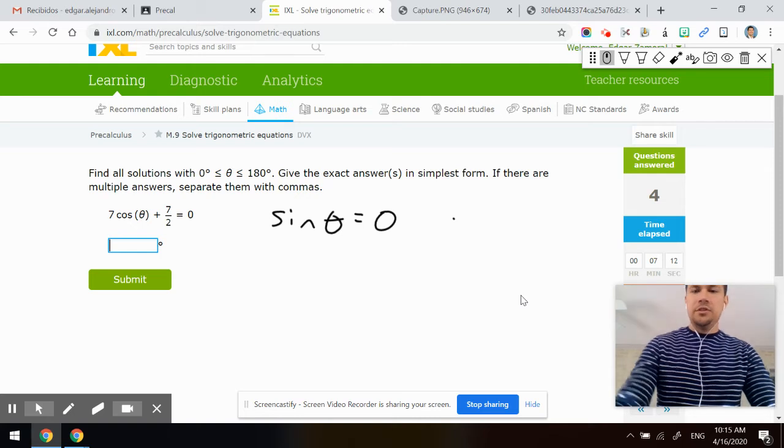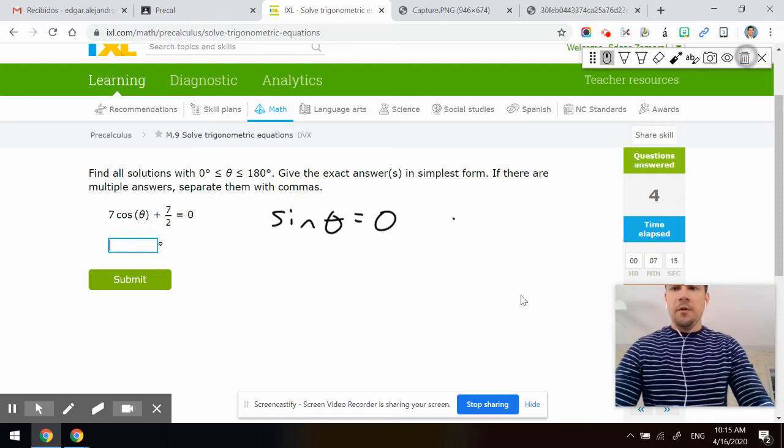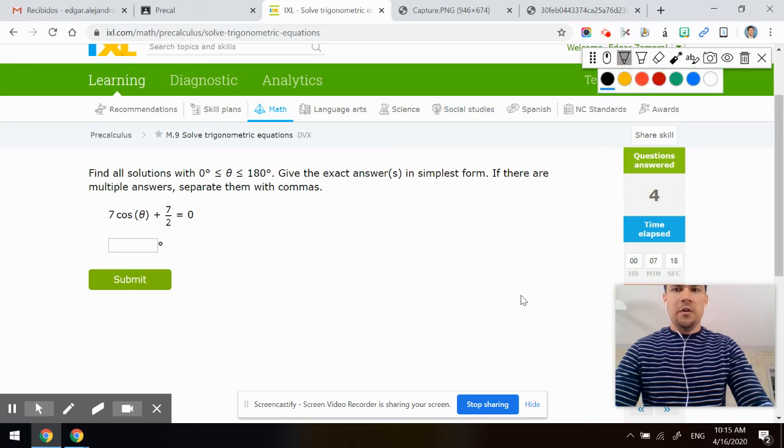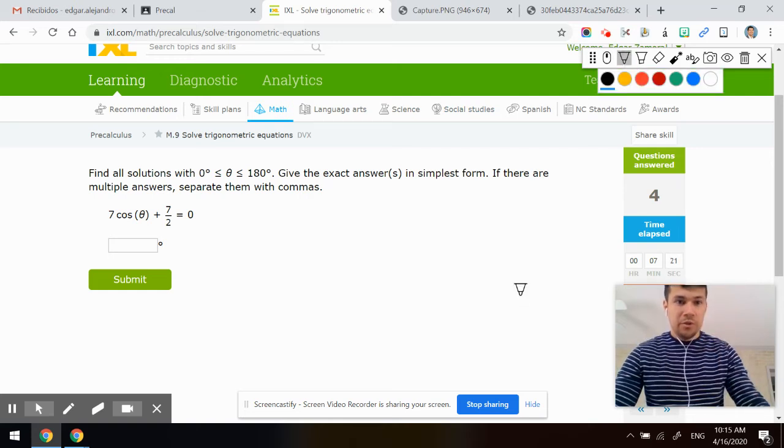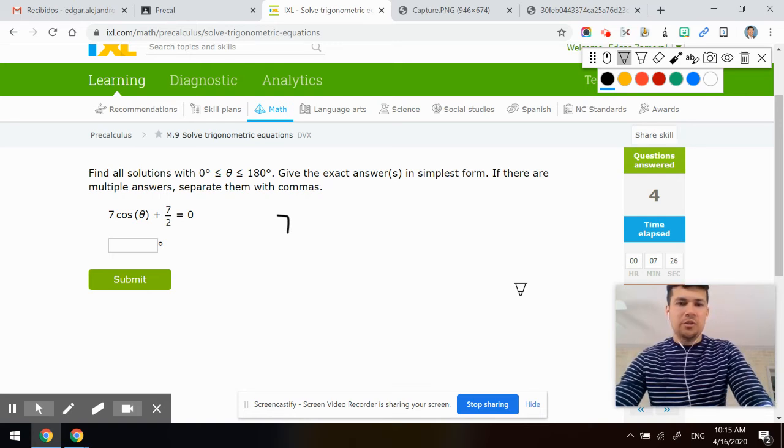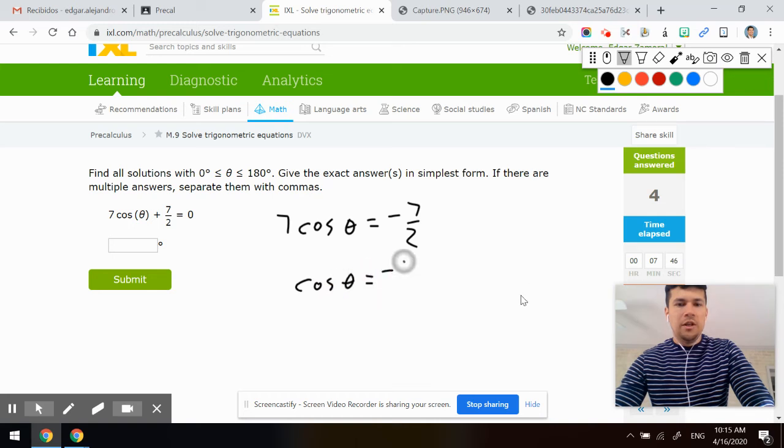They start getting a little more advanced. You can check this one out. This one says 7 cosine of theta plus 7/2 equals 0. So I want to get these in a simple form, cosine of theta equals or sine of theta equals. So I'm going to move the 7/2 to the other side. So I get 7 cosine of theta equals negative 7/2. Then divide both sides by 7, and that gives me cosine of theta equals negative 1/2. So again, this is as easy as one of the first problems.